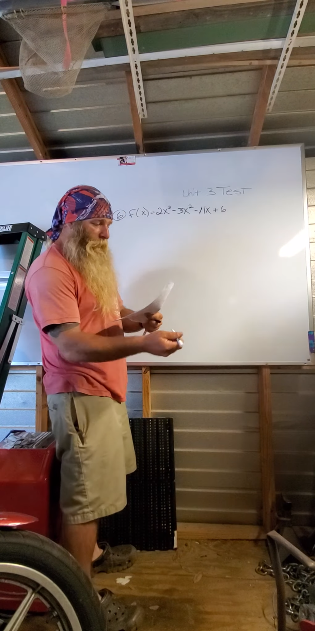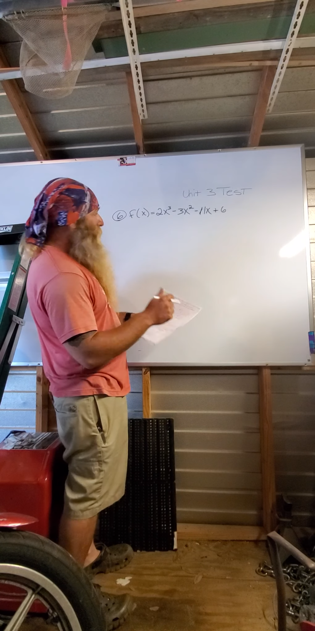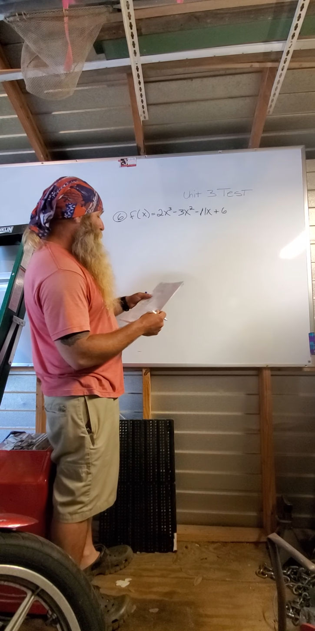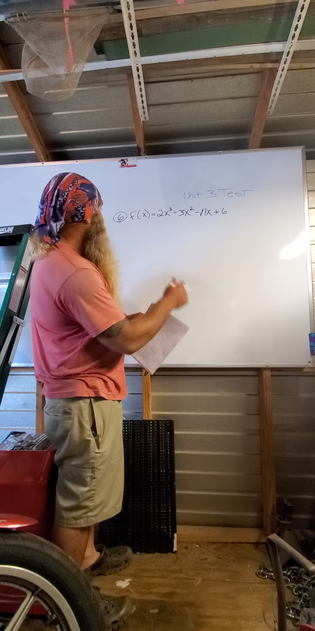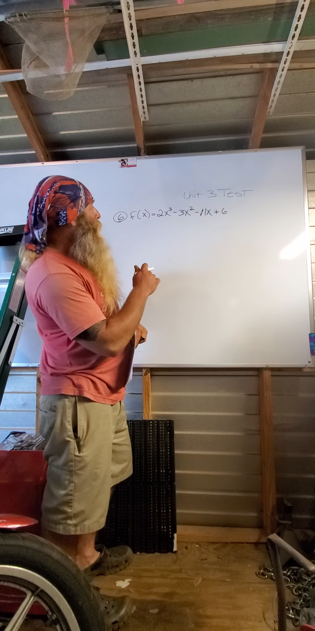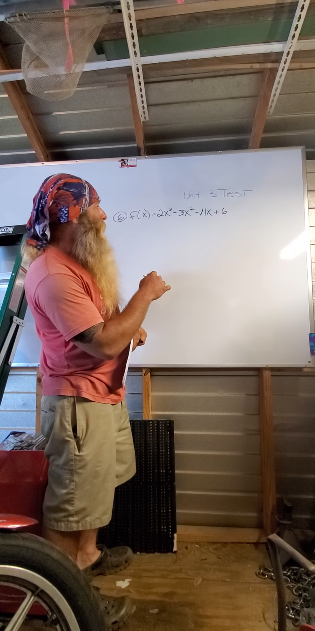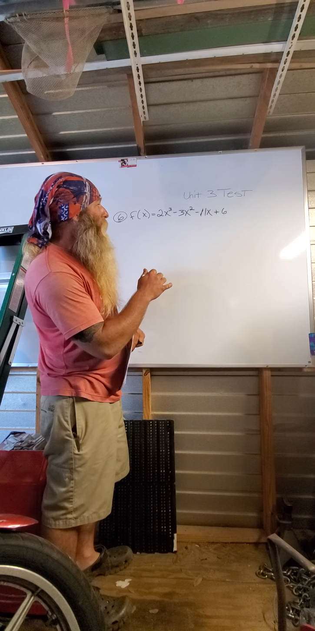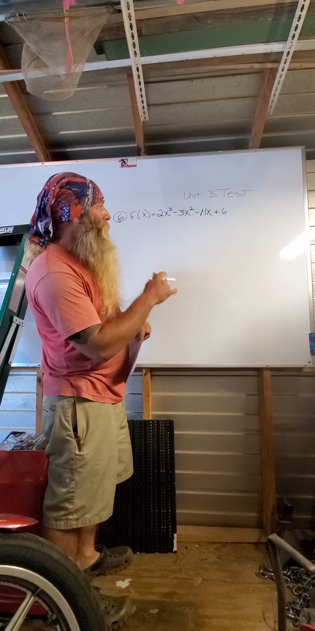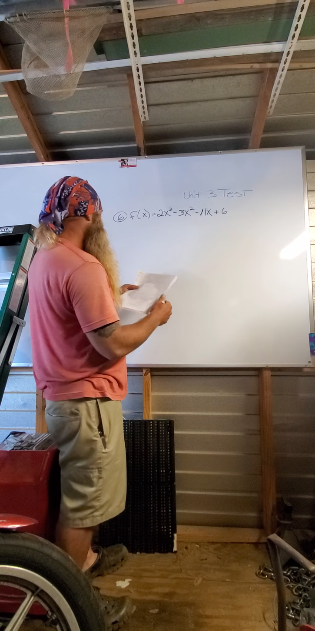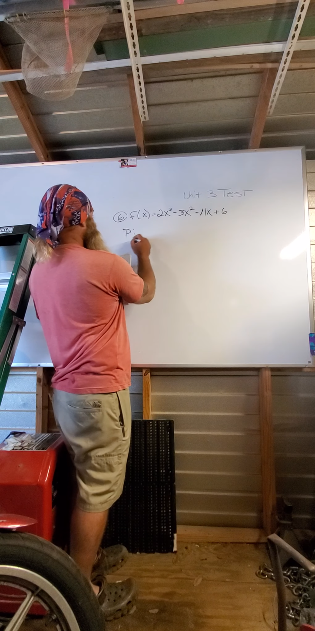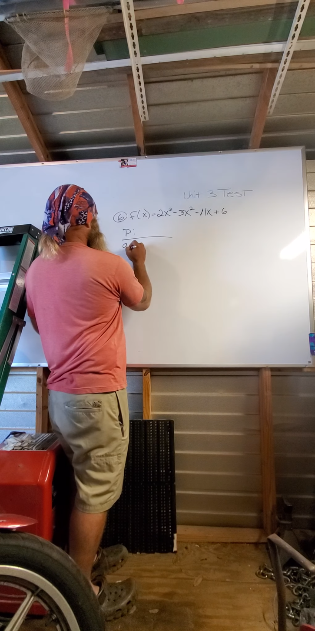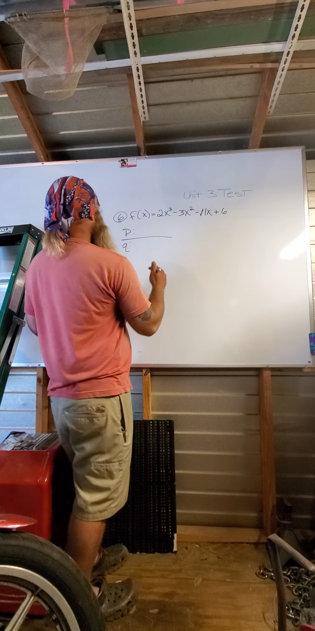Had to stop. Okay. This is number 6. List all possible rational zeros, then find zeros of f of x equals 2x to the third minus 3x squared minus 11x plus 6. So all the possible p's and q's.